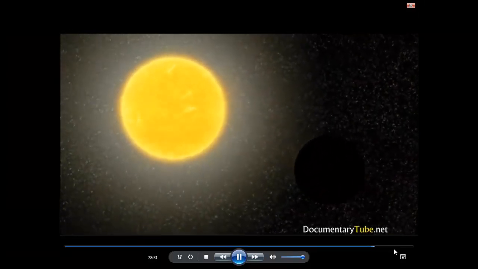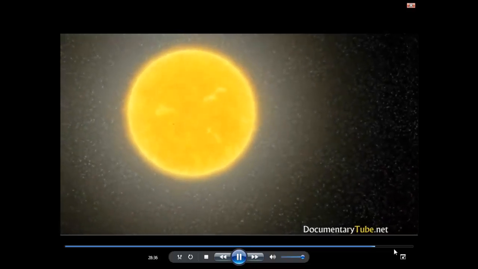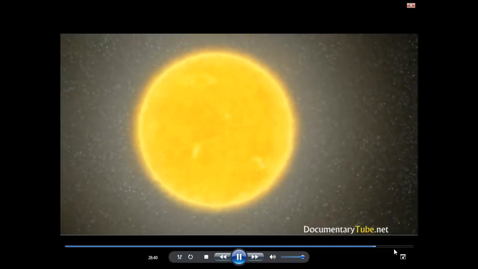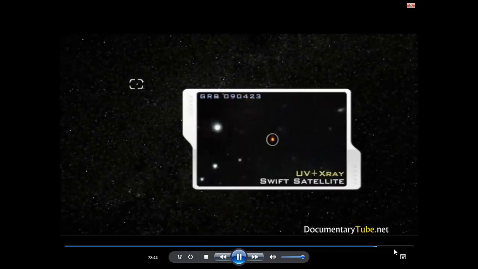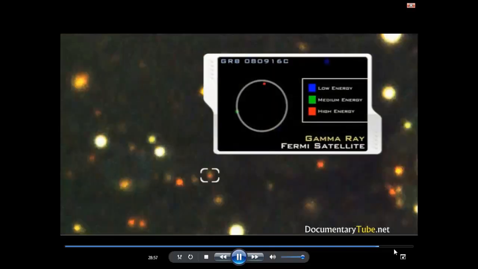Gamma ray bursts are the most energetic and luminous electromagnetic events since the Big Bang and can release more energy in 10 seconds than our sun will emit in its entire 10 billion year expected lifetime. NASA's SWIFT satellite recorded this gamma ray burst of an exploding star 13 billion light years away. It is among the most distant objects ever detected when the universe was just 630 million years old.